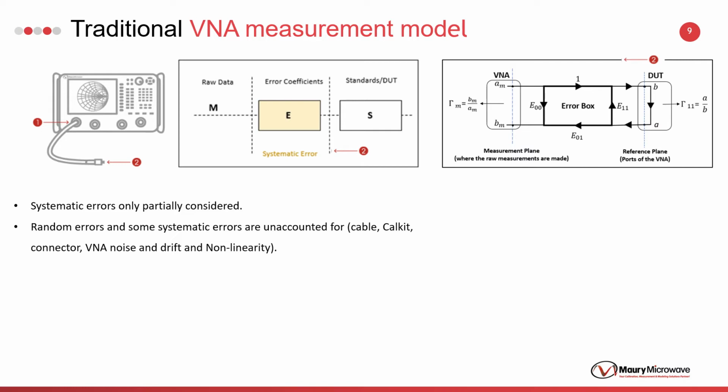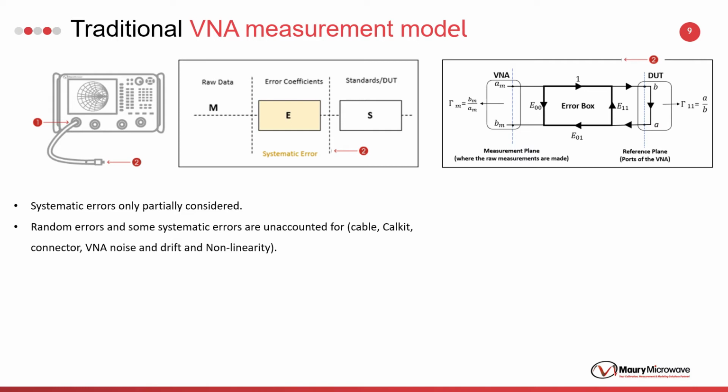In this model, systematic errors are only partially considered. No random errors are accounted for, as well as some systematic errors are also unaccounted for, such as cable, CalKit uncertainties, connector repeatability, VNA noise, drift, nonlinearity. All these are unaccounted for.